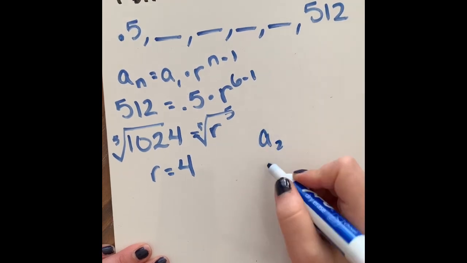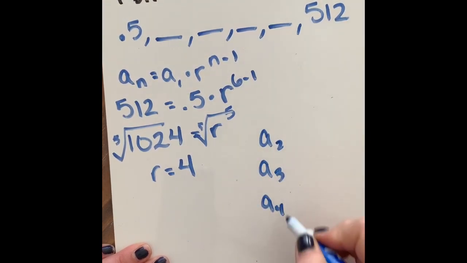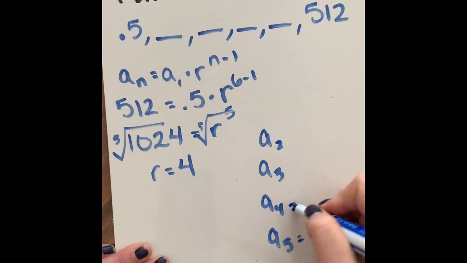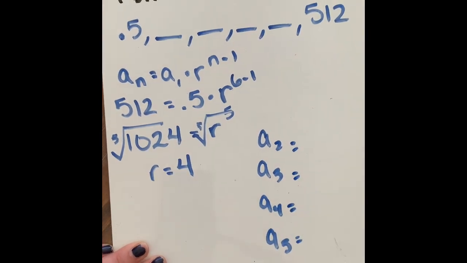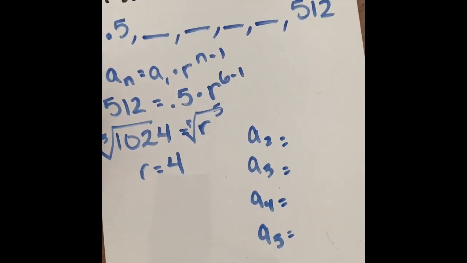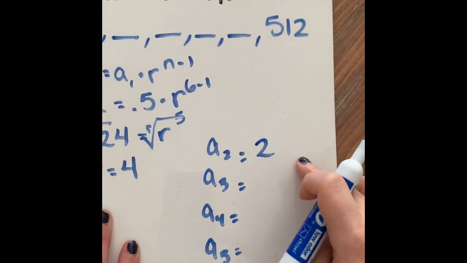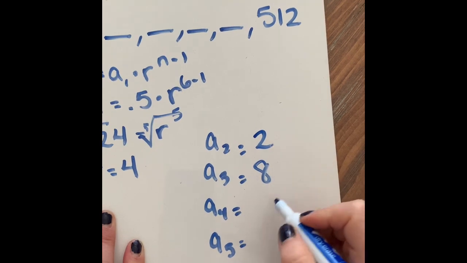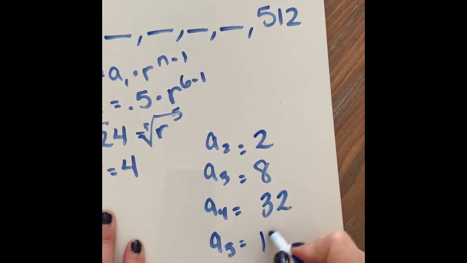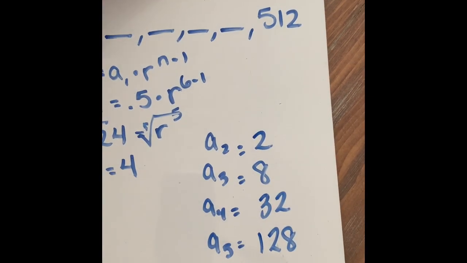So we're looking for a sub 2, a sub 3, a sub 4, and a sub 5 this time. So we have 0.5 or 1/2 times 4. 1/2 of 4 is 2. 2 times 4, 8 times 4, and 32 times 4. And those would be your answers to this next one.